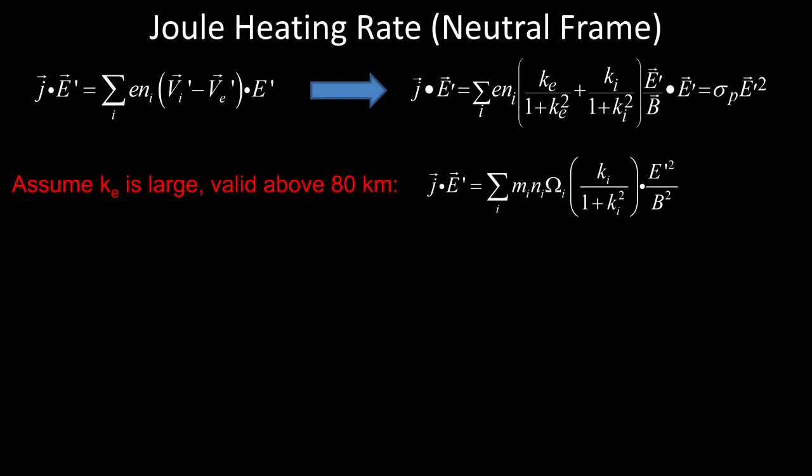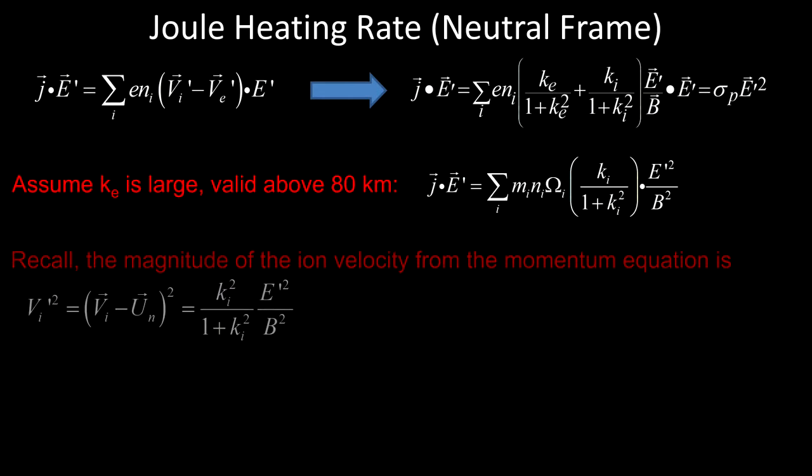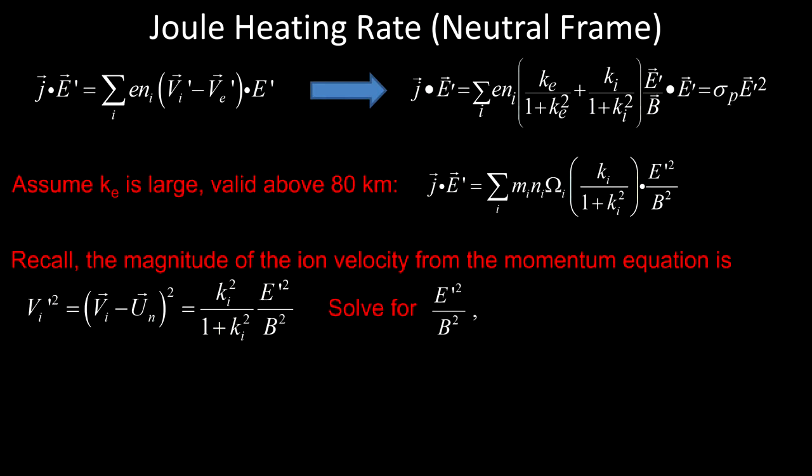Now, kappa_e is in here, and that's where you're worried about the ratio of the electron gyro frequency to the electron-neutral collision frequency. If you look at that diagram from a while back, kappa_e is very large above about 80 kilometers. So it's not until you get below 80 that you have to worry about this term. So we're going to drop that and just keep the ion term. Now I'm going to continue to march through, and don't forget that we set up these ion velocity momentum equations. I can write it in this form, solve for E squared over B squared, which is necessary to be plugged in here, and then compute the Joule heating rate in this form.